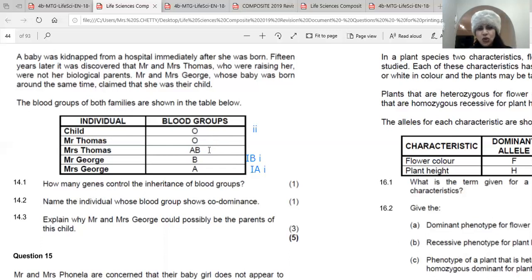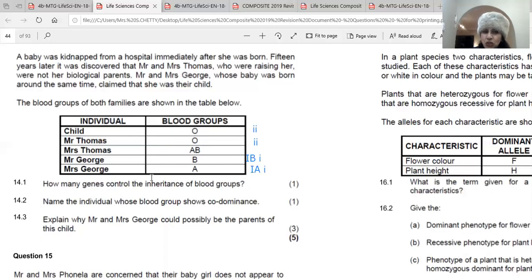Now, there's no way that Mr. and Mrs. Thomas could be the parents, because while Mr. Thomas was ii, so he could have given her one i, are you with me? Although he was ii, he would have given one i to the child, one recessive allele. This Mrs. Thomas is I^A I^B. She's got no recessive allele. So there's no way she could have given the other recessive allele. Therefore, Mr. and Mrs. Thomas could never be the parents.